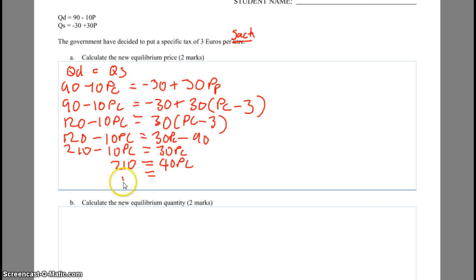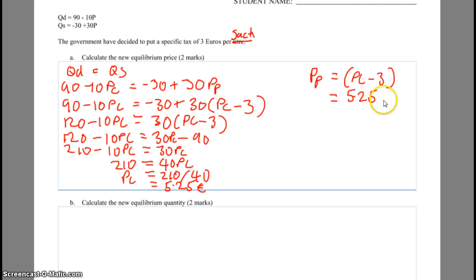So then to get what the consumer price is, 210 divided by 40, okay, and that gives us €5.25. Okay, but we also need to work out what the producer price is, and that's dead simple because we know producer price equals PC minus 3, so we know the consumer price is 5.25 minus 3, that gives us €2.25. Okay, so that's your 2 marks there.